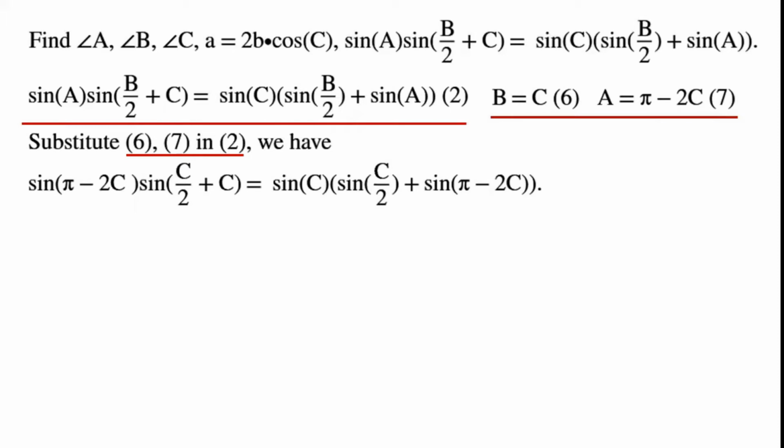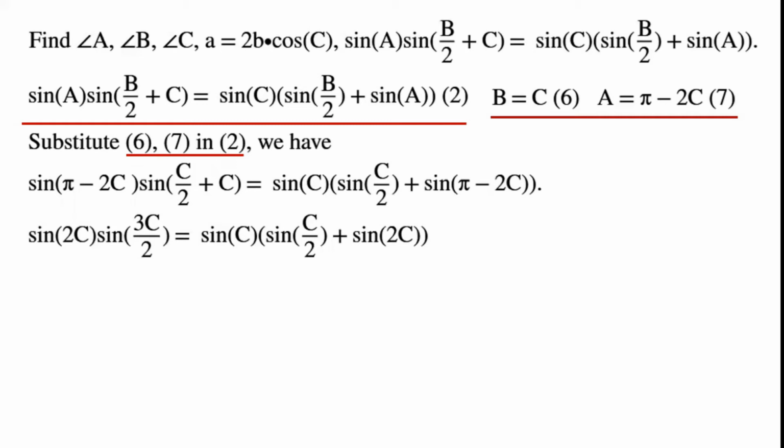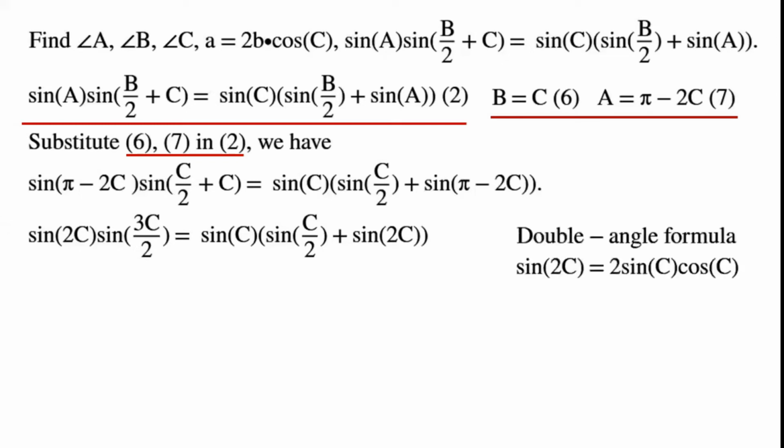Substitute 6 and 7 in 2. We have sin(π − 2C) times sin(C/2 + C) = sin C times (sin(C/2) + sin(π − 2C)). sin(π − 2C) is equal to sin 2C. sin(C/2 + C) is equal to sin(3C/2). sin(π − 2C) is equal to sin 2C.